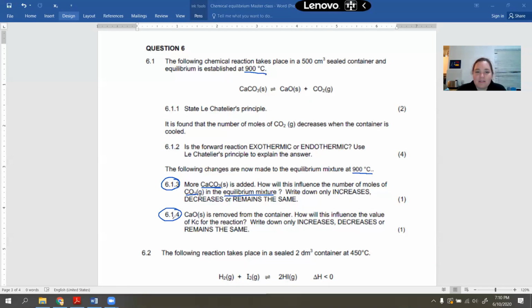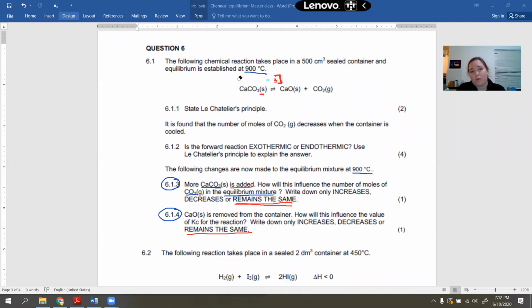So my answer to 6.1.3 remains the same. Now, this may surprise many of you because you're sitting there going, oh, but you've increased. If we add more calcium carbonate, surely we've increased the concentration of calcium carbonate. God forbid I even wrote that down. There is a solid there. The thing that would disturb the equilibrium is if there's a square brackets. This is a solid. It's not going to work that way.